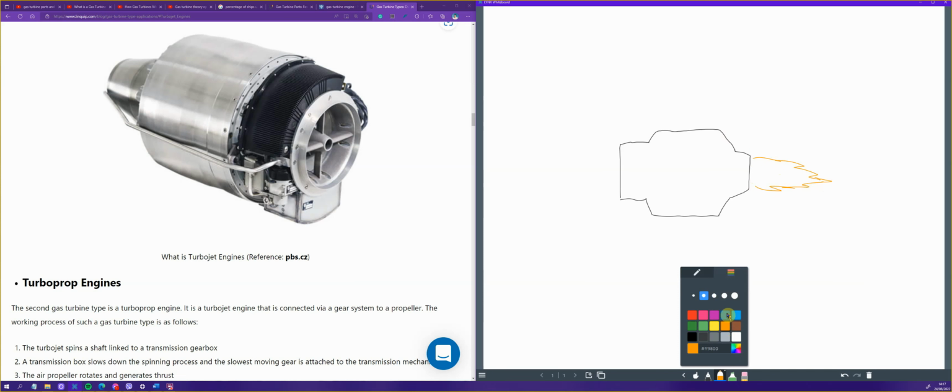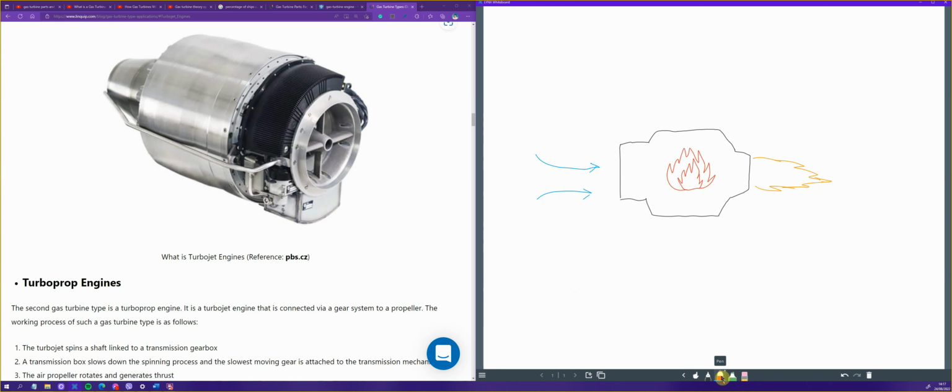So, nangyayari, dito pumapasok yung hangin mo. So, mamaya, i-ano natin yung parts. Tapos, syempre, dito sa loob, yung may combustion ka dito. Yan, preview lang muna. So, ganyan siya. Okay, yan lang muna for now. Pero, mamaya, we'll expand on that.